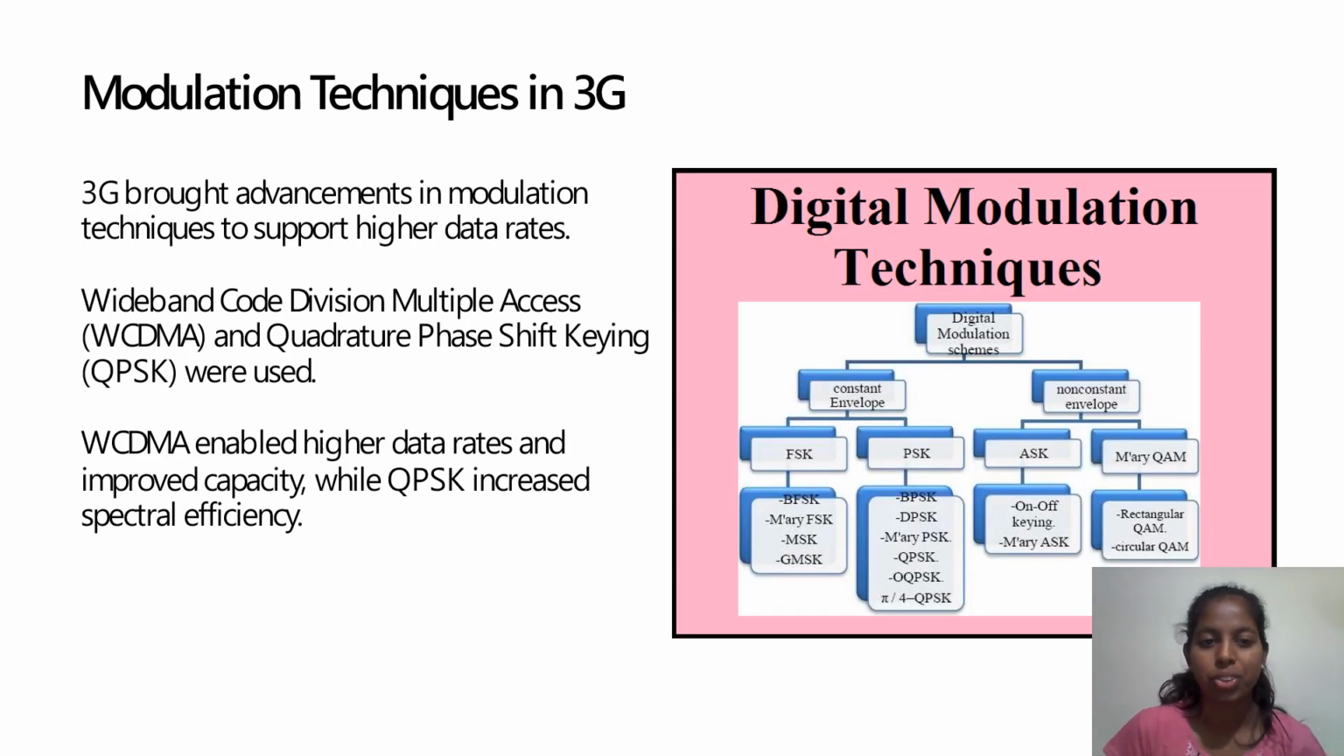Now let's move on to the next generation of wireless communication, that is 3G. Let's see the modulation techniques involved in 3G. 3G brought advancement in modulation techniques to support higher data rates. In this generation, wideband code division multiple access and quadrature phase shift keying were used. WCDMA, wideband code division multiple access, enabled higher data rates and improved capacity, while QPSK increased spectral efficiency.